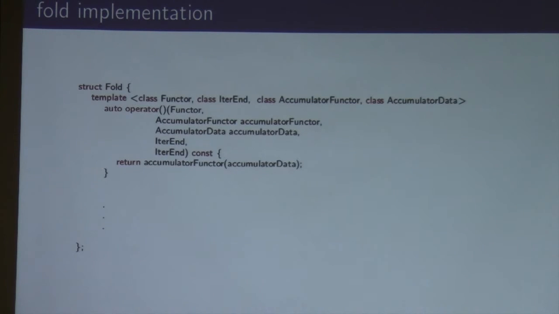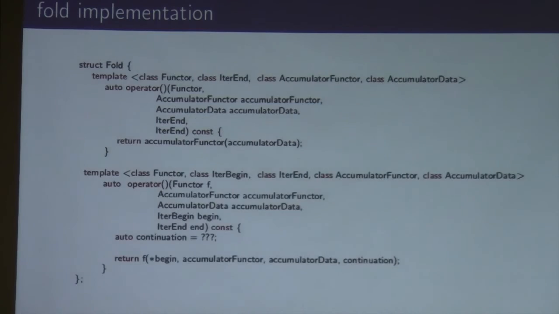This fold has two overloads of the parentheses operator. The first one covers the case when our collection is empty. We've got these two of the same types here. In this case, we just call the accumulator functor providing the accumulator data and return that. So this was the simple case. And there is another case, when this collection is not empty.